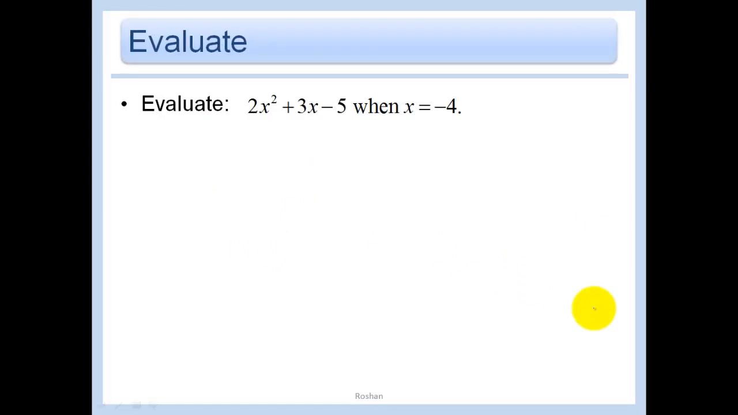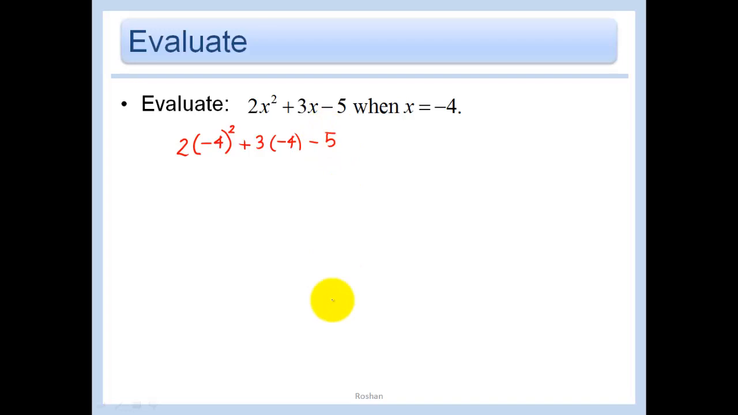So now we're going to solve this for x equals -4. So first we'll substitute the -4 in for x and then follow our order of operations. And make sure, since it's -4, it's that quantity. Make sure you're always putting it in parentheses. 2 times (-4) squared plus 3 times (-4) minus 5.